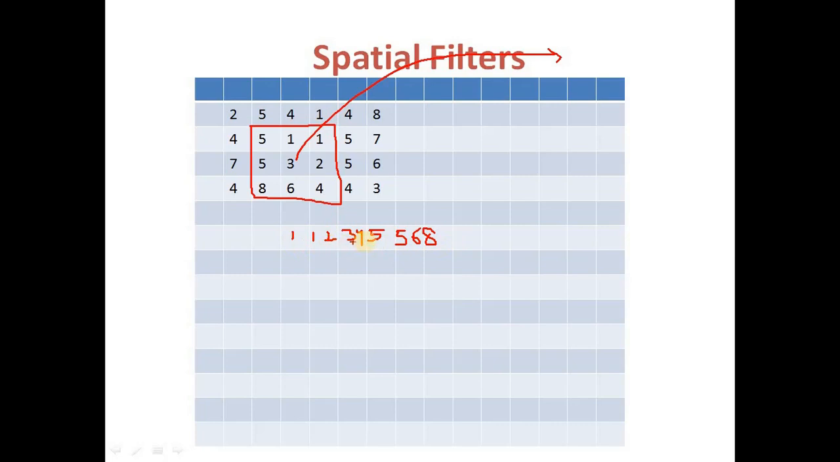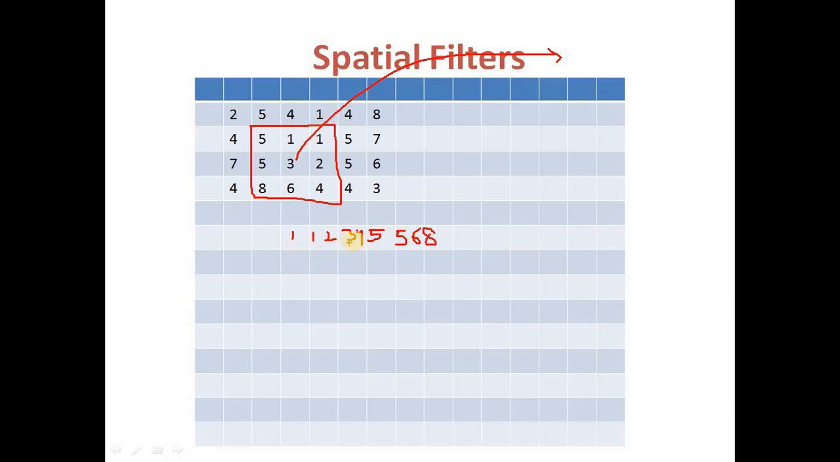So 1, 2, 3, 4, 5, 6, 7, 8, 9 elements are there. So 9 intensities. So how have I ranked it? While arranging them in increasing order, I have actually ranked them. This is the first position, this is the second position, this is the third rank, this is the fourth rank, this is the fifth rank. The rank according to the order of magnitude.